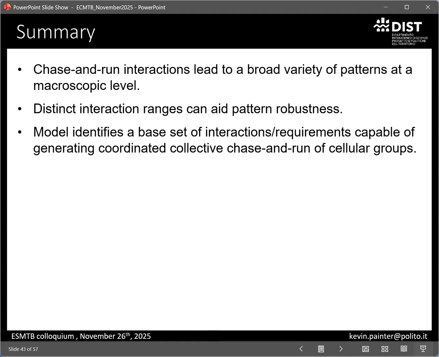And then in the context of those placodal neural crest cells, what this model has allowed us to do is effectively identify a basic set of interactions and requirements that are capable of generating coordinated collective chase and run of the cellular group. That has helped to feed back into the understanding of that system.